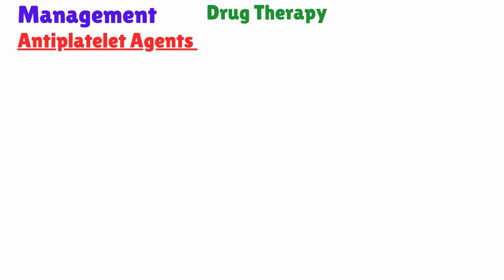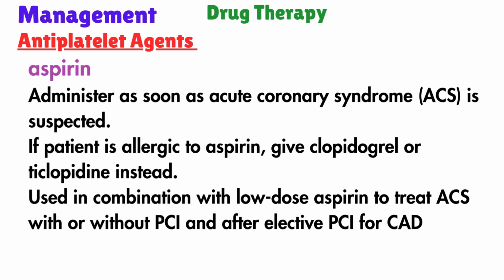Next is antiplatelet agents. Example is aspirin. Aspirin is given as soon as ACS is suspected, unless truly allergic. Aspirin helps to stop platelet aggregation. If patient is allergic to aspirin, give clopidogrel or ticlopidine. Clopidogrel is used in combination with low-dose aspirin to treat ACS with or without PCI and after elective PCI for CAD, coronary artery disease.